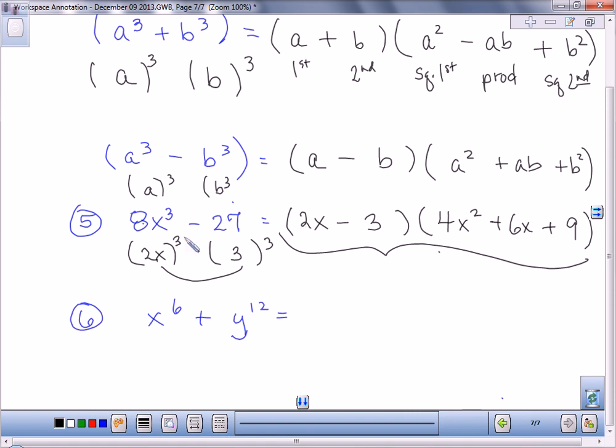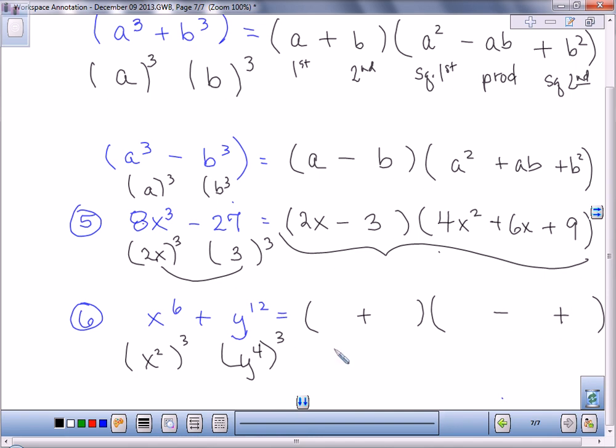Okay? Now, this one doesn't look like cubes. I don't see any 3's as exponents. But they are cubes. What's being cubed for this first term? x squared. What's being cubed for the second term? y to the 4th. Because with a power to a power, we multiply. Okay, so now I verified that it is a sum of cubes. Now let's set up the pattern of my signs. For a sum, it is plus, minus, plus. And then I just plug it in.